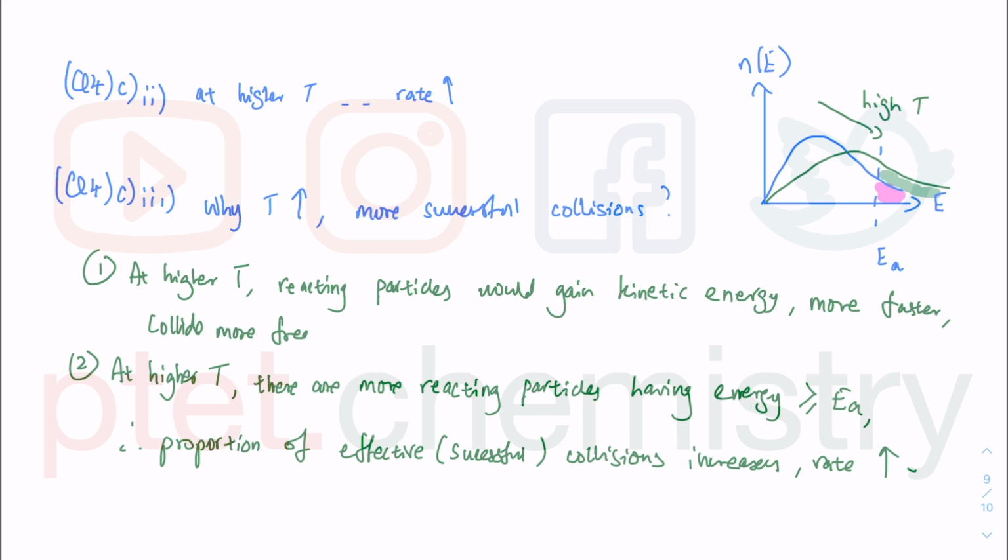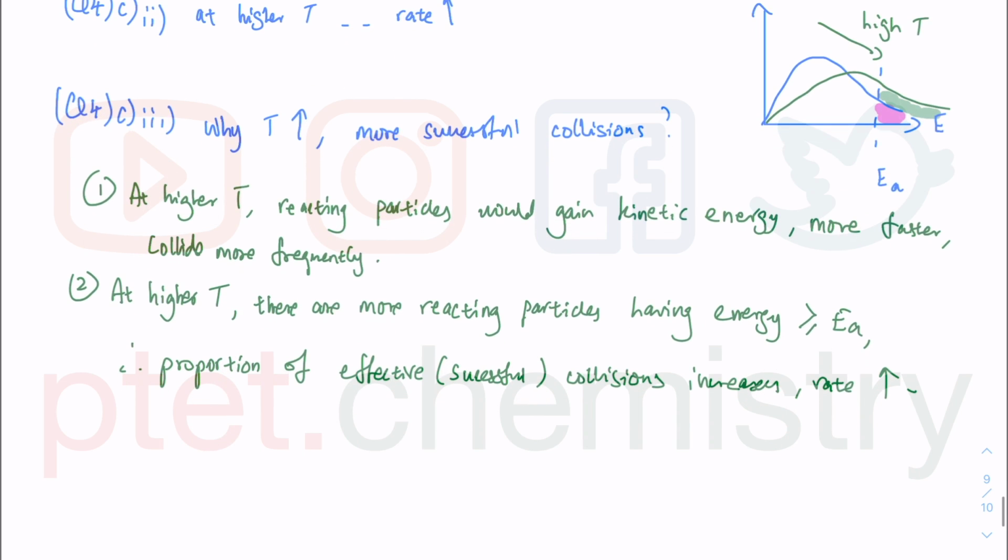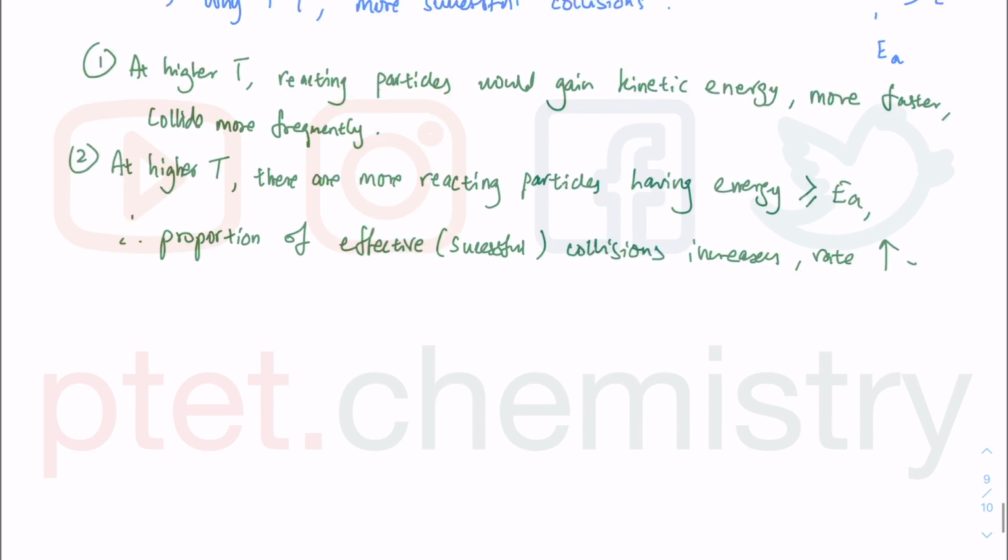So that is essentially what they have mentioned there, but I'm just talking about explaining in terms of gaining energy there, and I talk about the change in the distribution of the Boltzmann curve in terms of more reacting particles having energy greater than EA, and both of these combined together should give you all the marks you need in order to explain why temperature increase, rate of reaction increases.